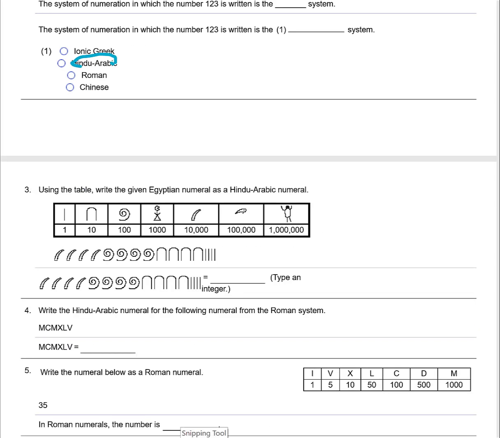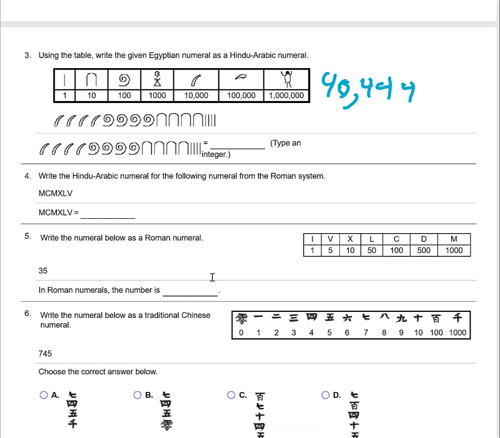Using the table, write the given Egyptian numeral as a Hindu-Arabic numeral. So if we notice here, it starts out with the pointing fingers, and there are 4 of those, which is 40,000. We don't see any 1,000 symbols, so we're going to have 4, 0, and then we're down to the hundreds. We see 4 of those, and then 4 of the heels, and then 4 of the single shafts. So it's 40,444.